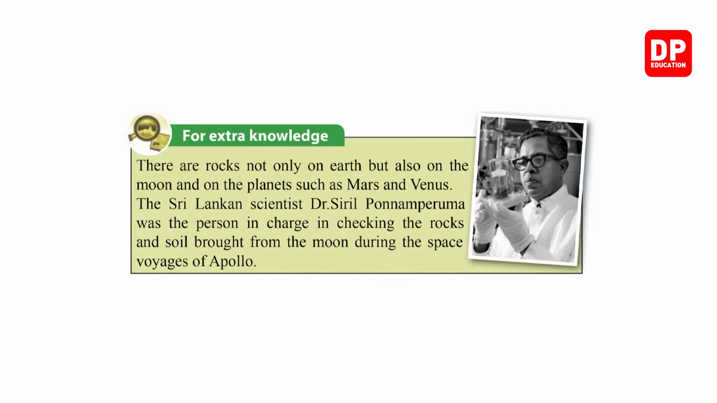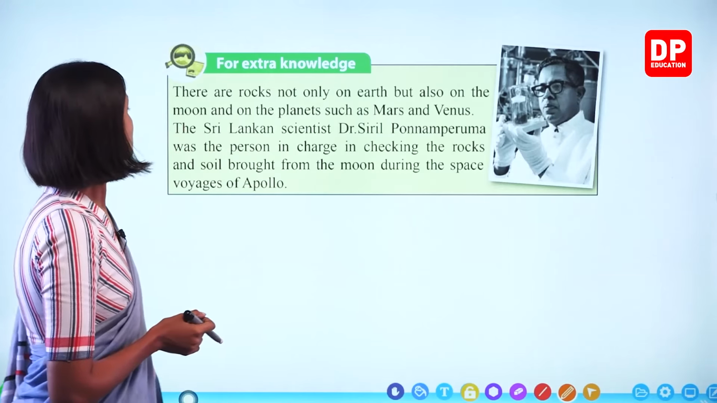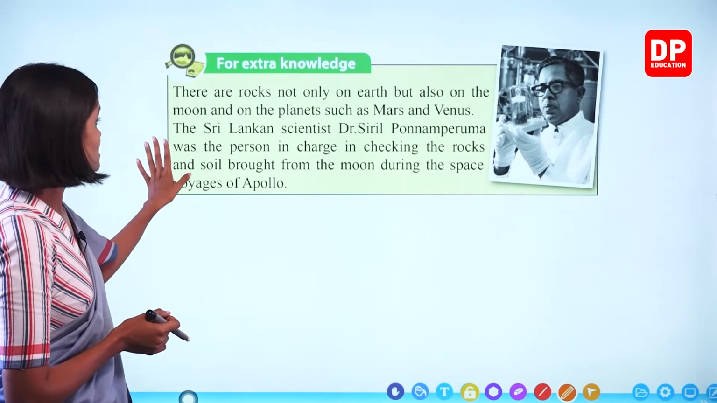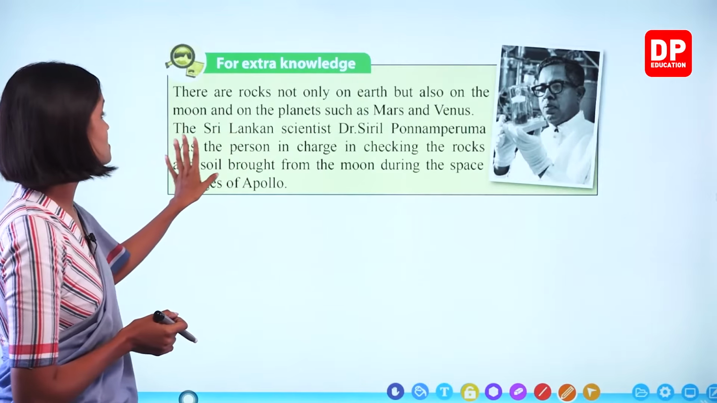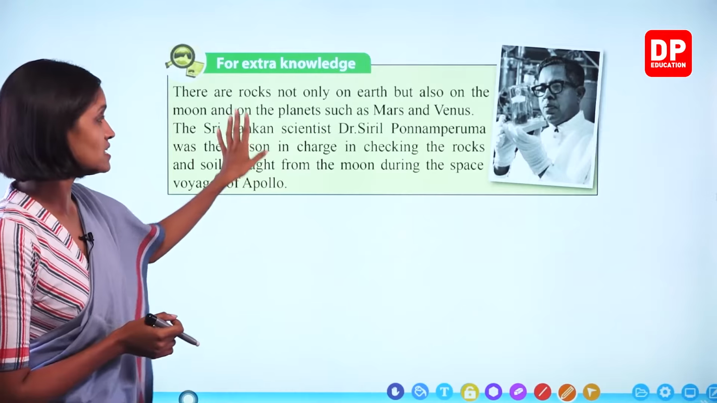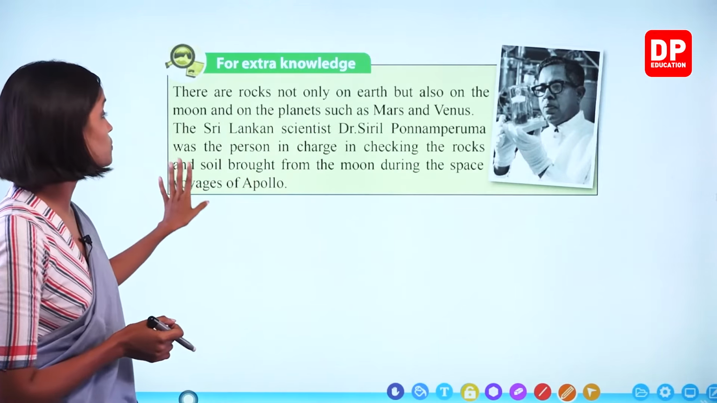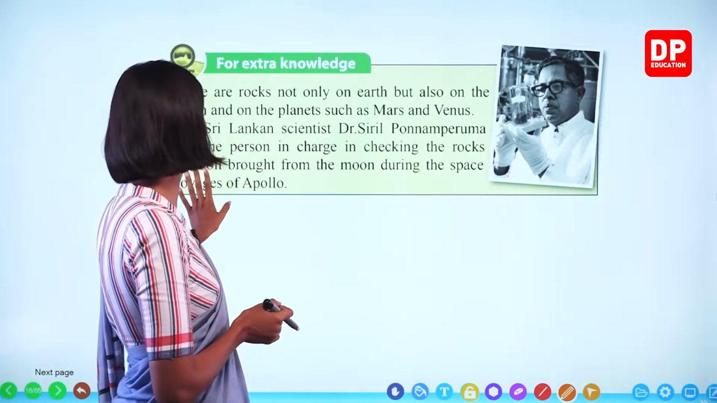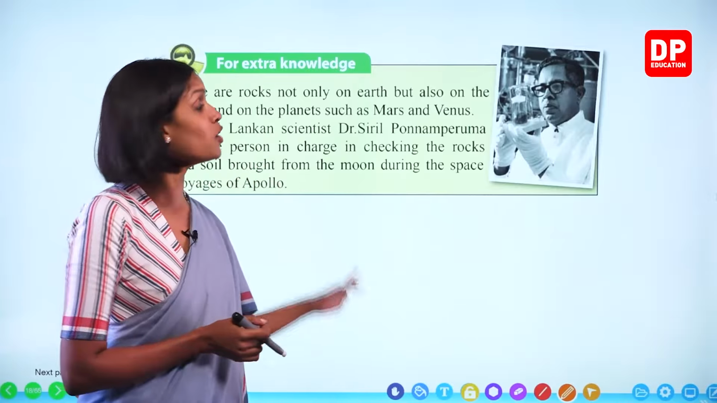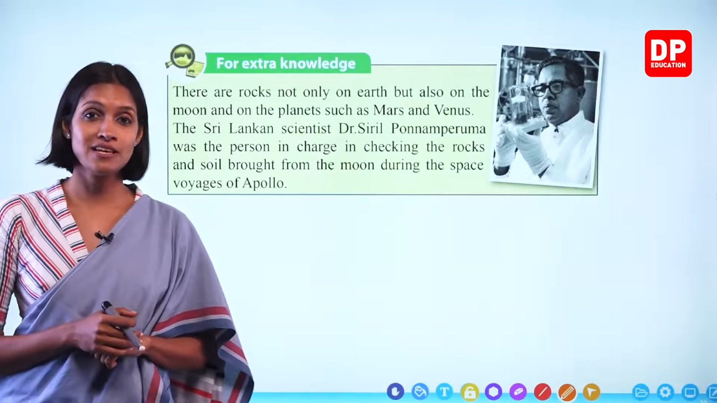So for extra knowledge, look at this. This is very interesting. There are rocks not only on Earth but also on the Moon and on the planets such as Mars and Venus. Right. So the Sri Lankan scientist Dr. Cyril Ponnamperuma was the person in charge in checking the rocks and soil brought from the Moon during the space voyages of Apollo. So how interesting is this?